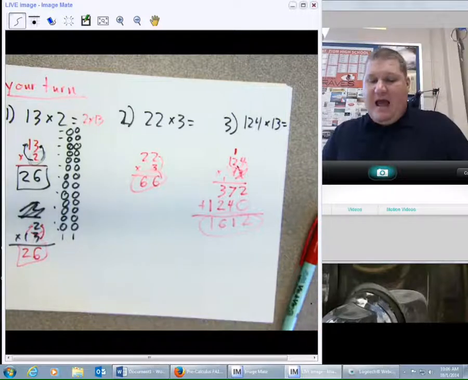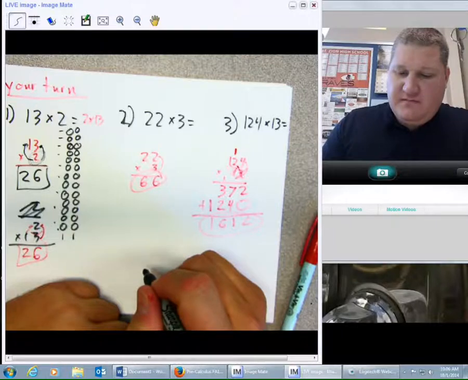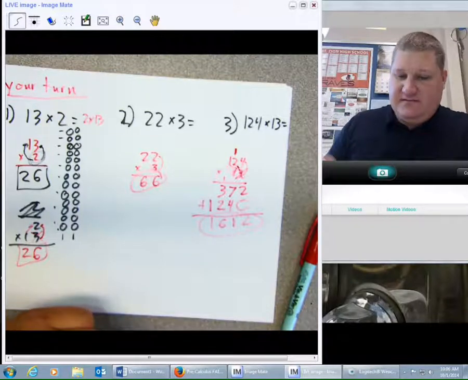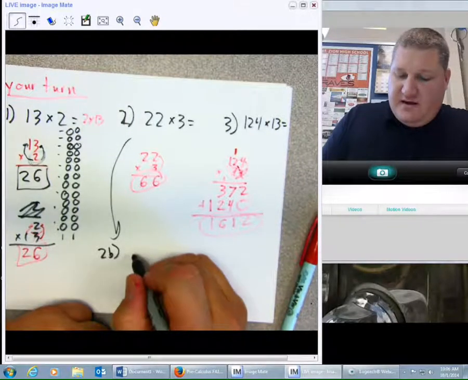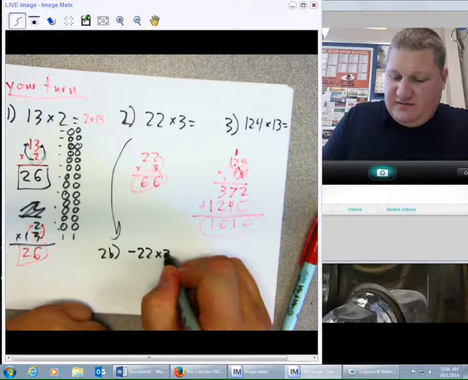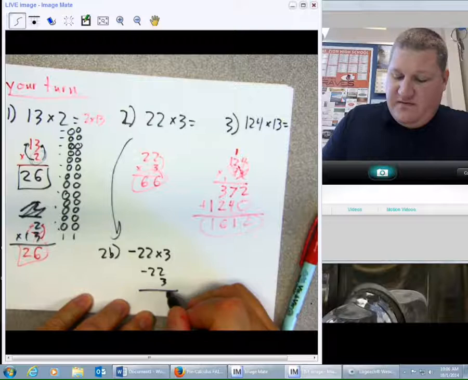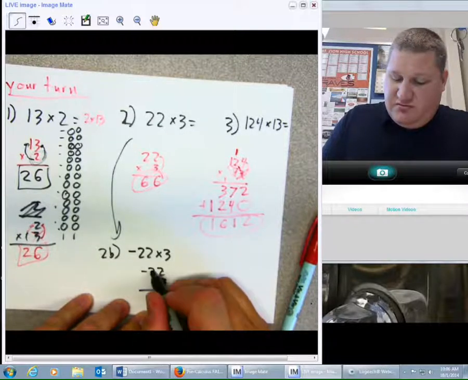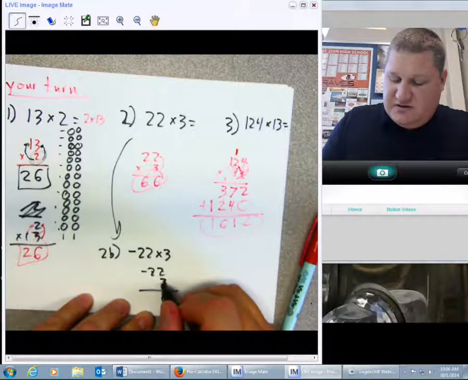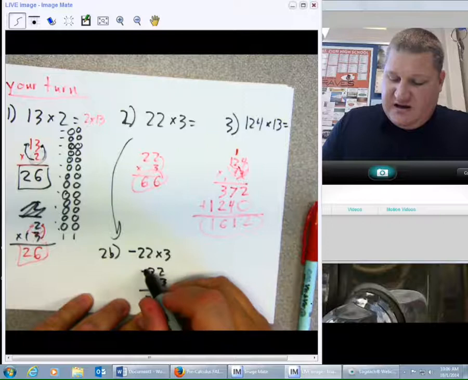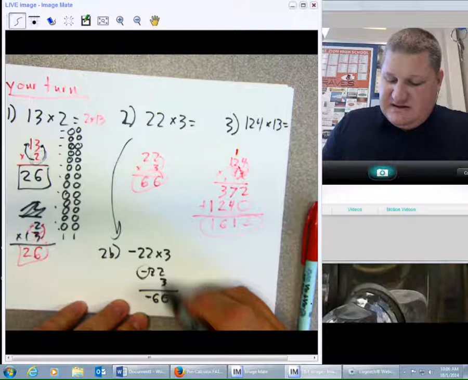What happens, though, if I change this problem and I make it negative? If, on the other hand, I take this problem, 2b we're going to call it, and I say negative 22 times 3, well, I'd still do this. I'd say 3 times 2 is 6. 3 times 2 is, or it's 3 times negative 2 is negative 6. Because if I only have one negative in the problem, it's going to stick around in the problem.